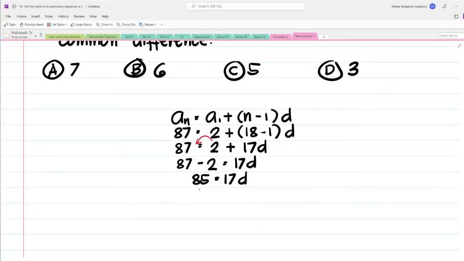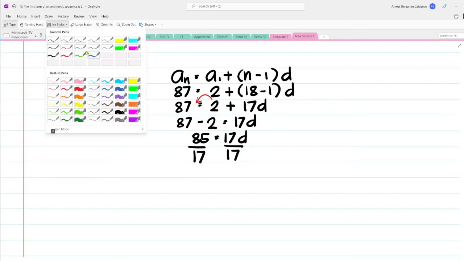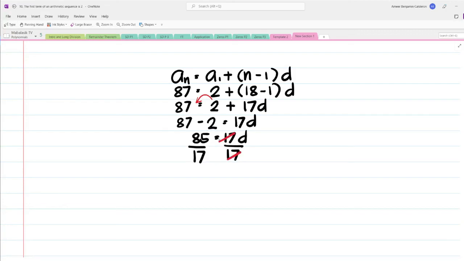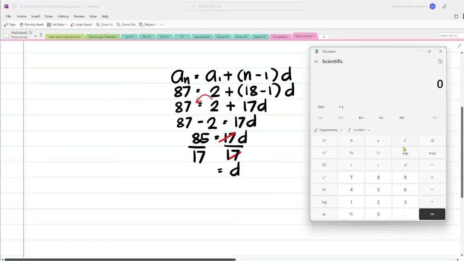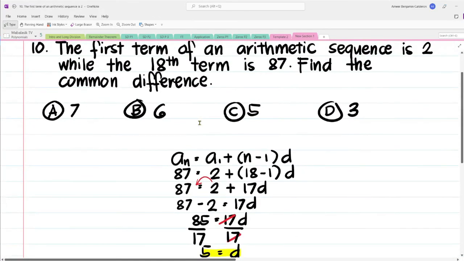So divide both sides by 17. So we can cancel 17 and we are left with d, which is 85 over 17, which is 5. So our answer is 5. That is C.